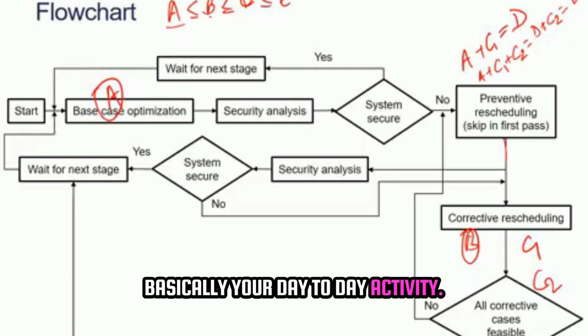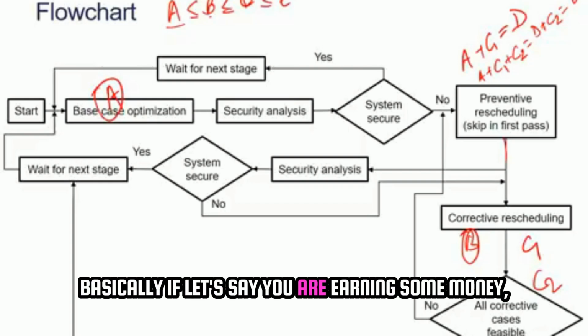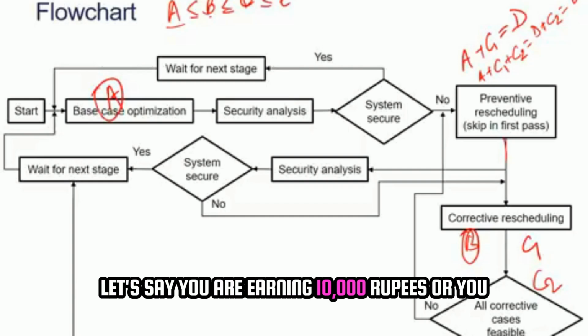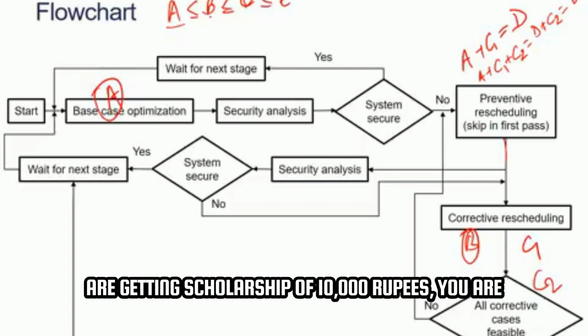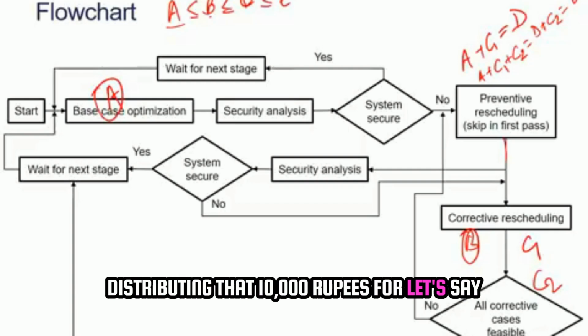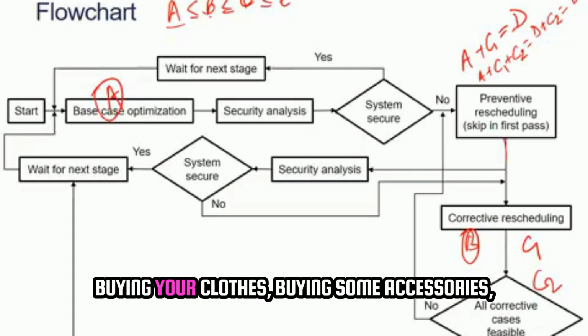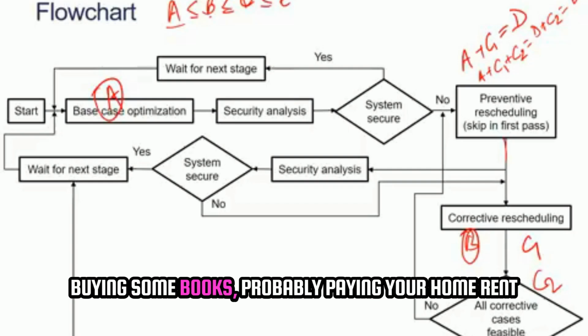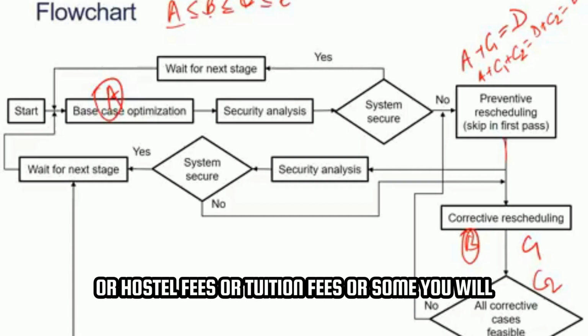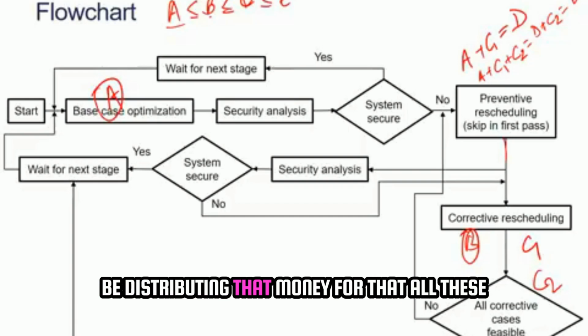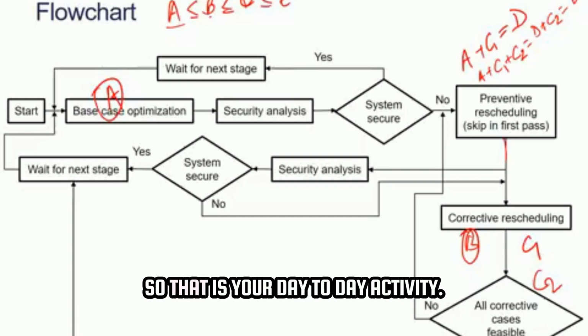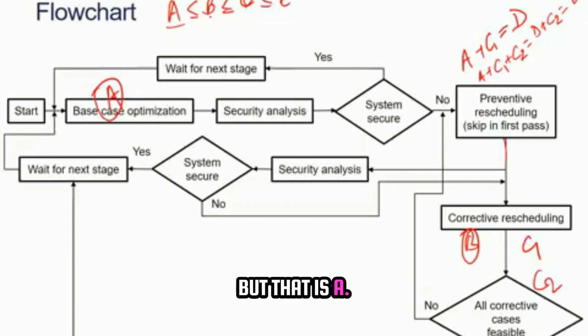Let me make it more realistic for you: A is basically your day-to-day activity. If you are earning some money, let's say you are getting a scholarship of 10,000 rupees, you are distributing that 10,000 rupees for buying your clothes, some accessories, some books, probably paying your home rent, or hostel fees, or tuition fees. You will be distributing that money for all these purposes. So that is your day-to-day activity, and that is A.